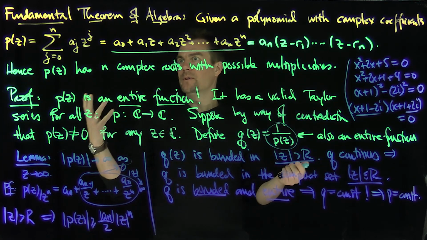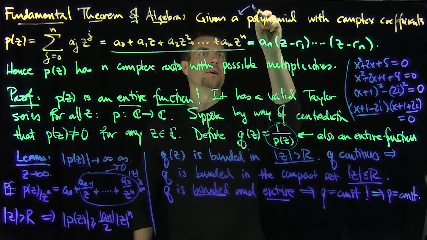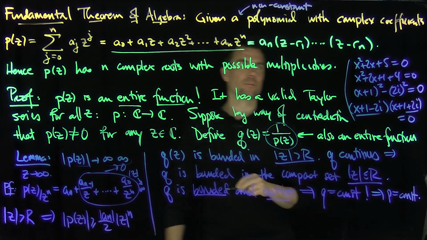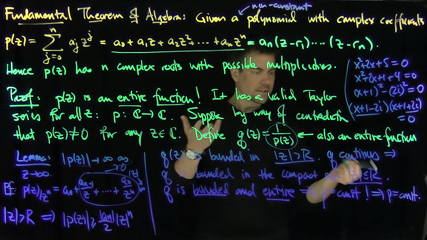So in other words, I have to be a little bit more precise about this. The Fundamental Theorem of Algebra says given a non-constant, right? So we should really say non-constant over here. Non-constant, that's the boring case for polynomials. Non-constant polynomial with complex coefficients, then we can factor it like this, okay? Beautiful.